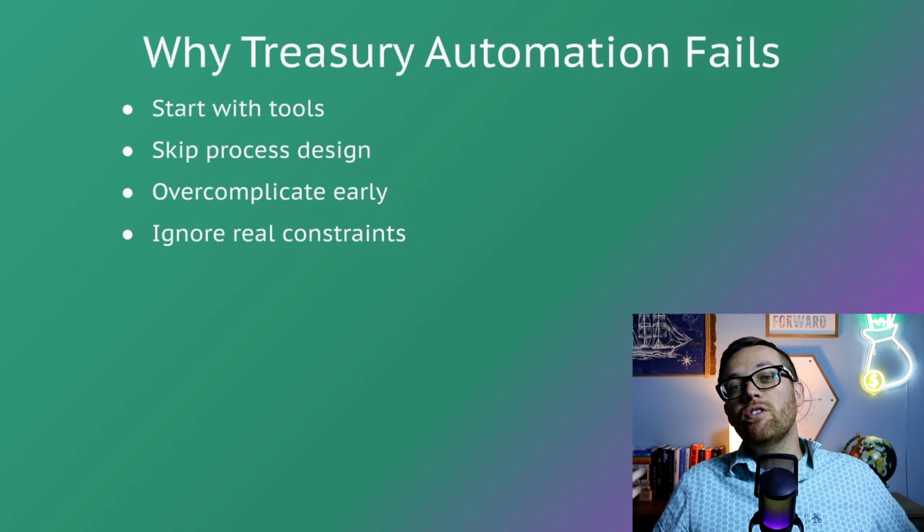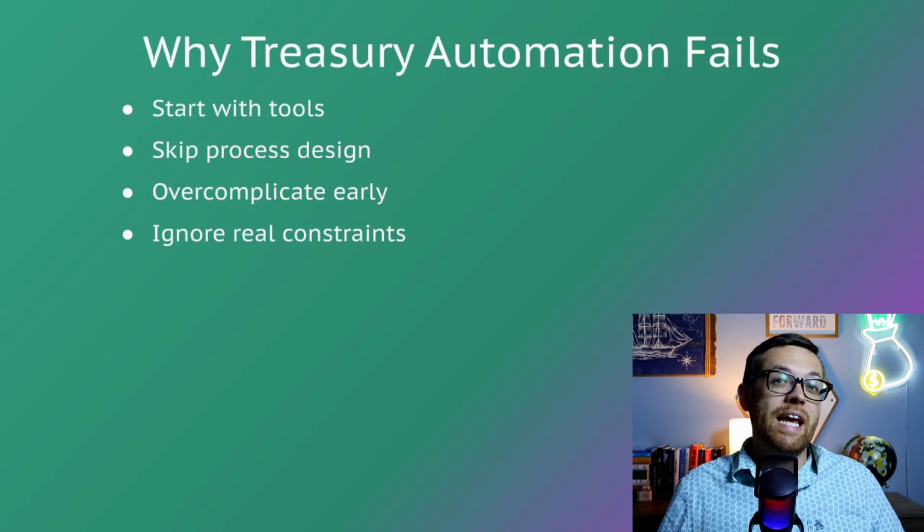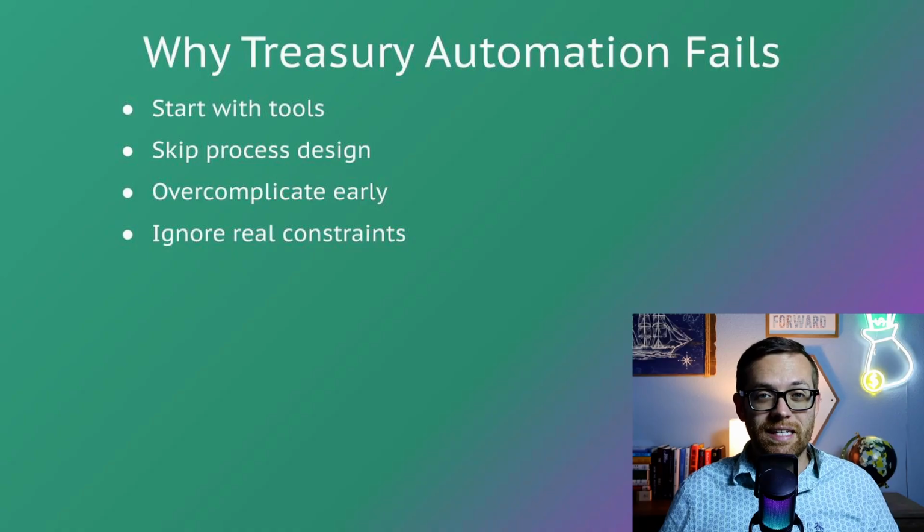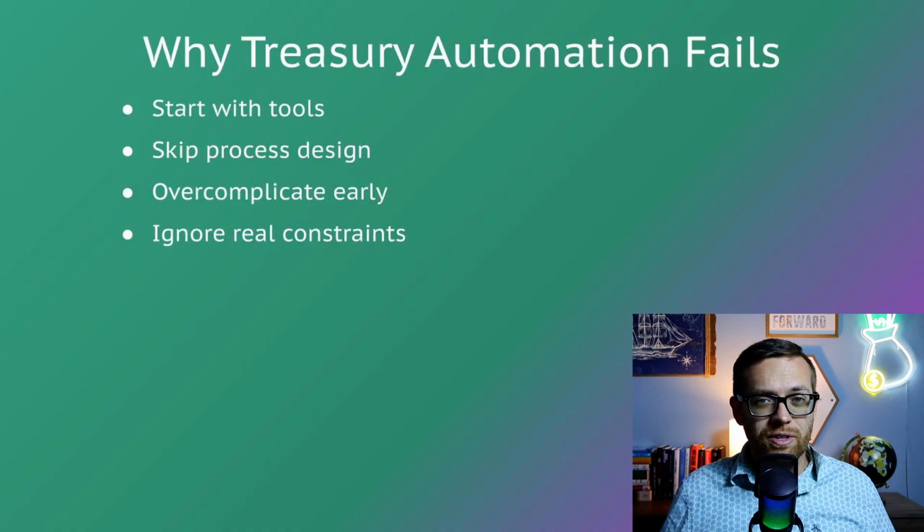Someone says, we should use Power Automate, or we should use AI. And then they try to bolt that onto an existing workflow. That workflow was already messy, undocumented, and full of exceptions. And this approach almost never works. So this course is different because we don't start with tools. We start with how Treasury work actually functions in the real world.